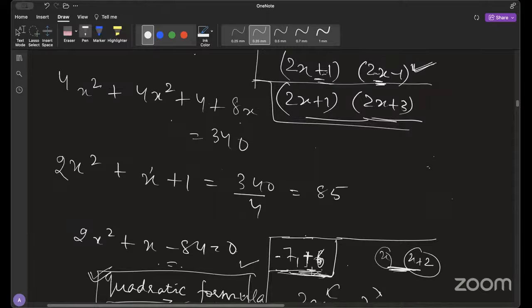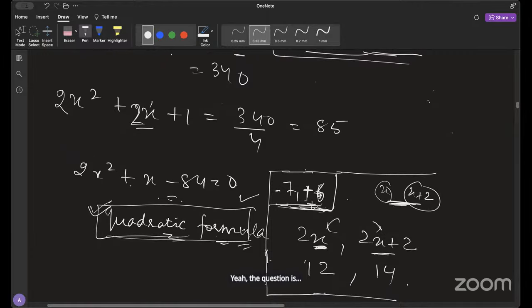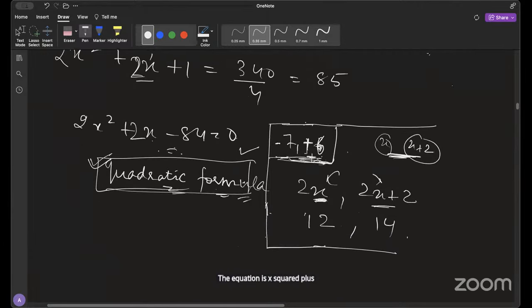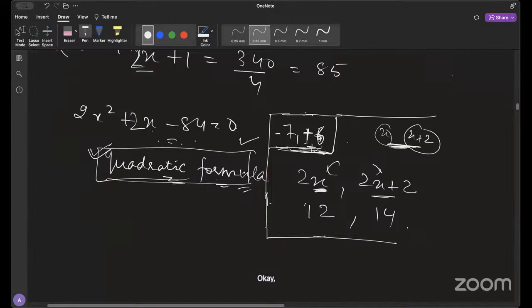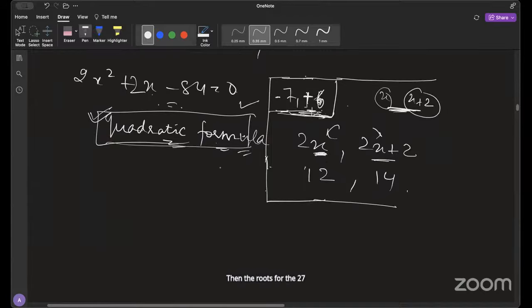Yes, ma'am, it will be 42. Okay, it's 2x minus 42 from here. We've taken 4 common, so it should be the equation x square plus x minus 42. Okay, thank you. Then the roots for that one, the product is 42. That is minus 7 and plus 6.